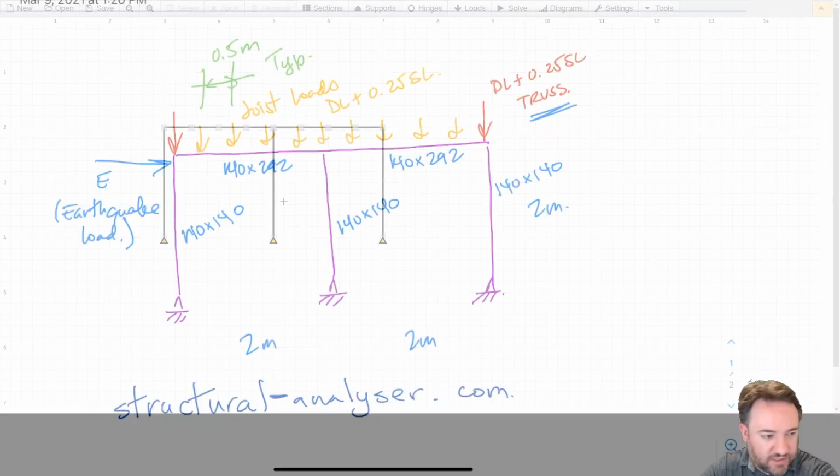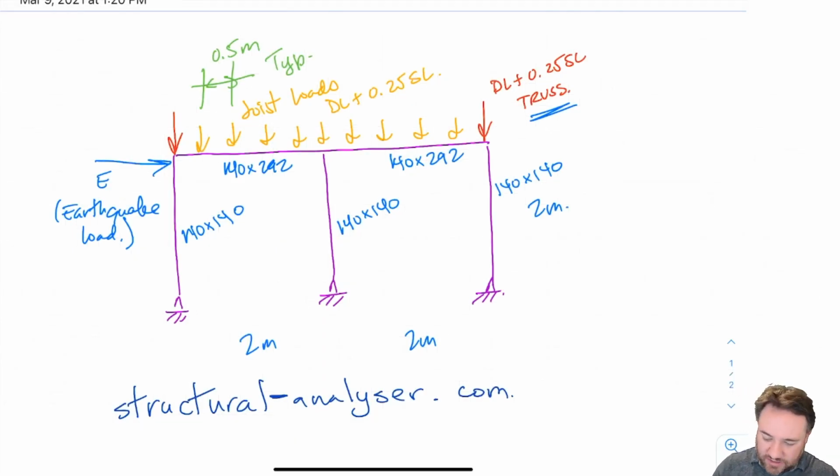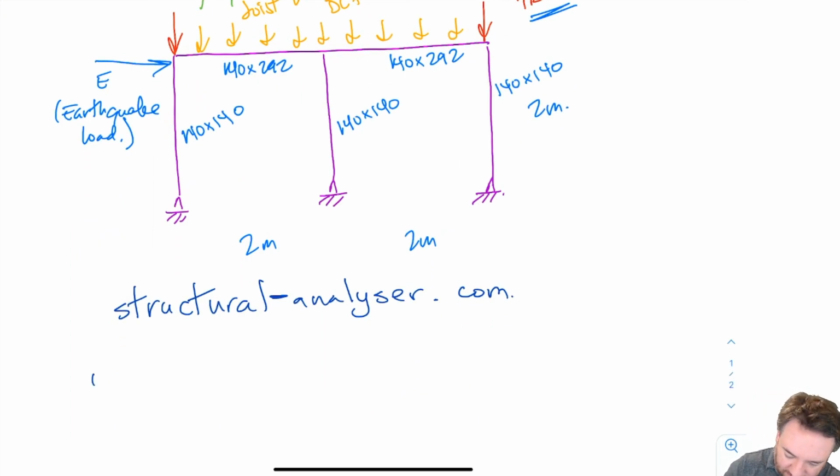So let's come back to here and determine all these things. So let's say that E for all of my wood members is 6,000 MPa. So that's kind of a reasonable median value.